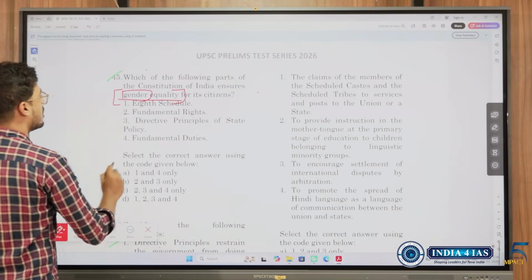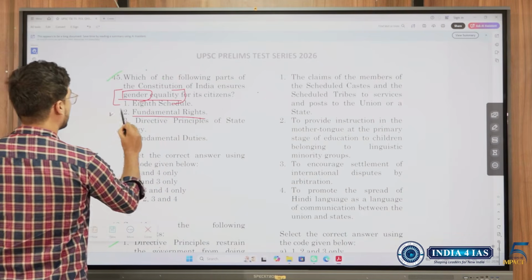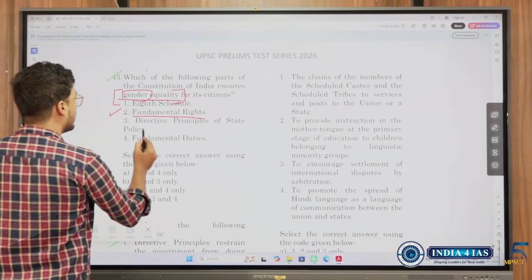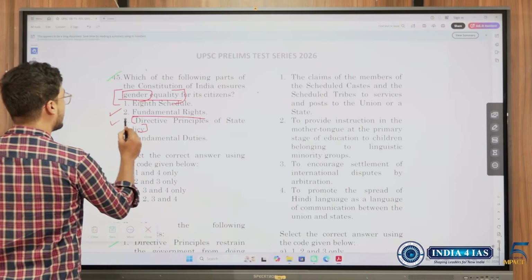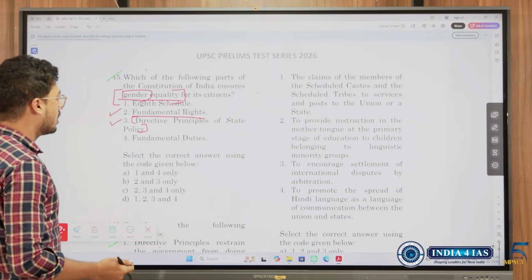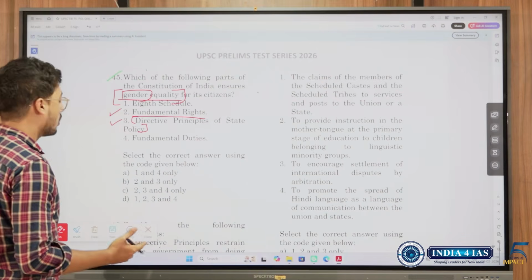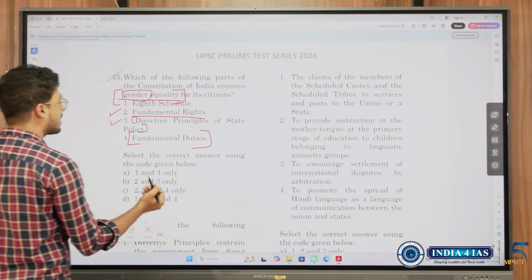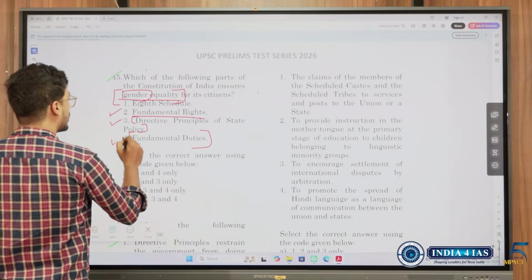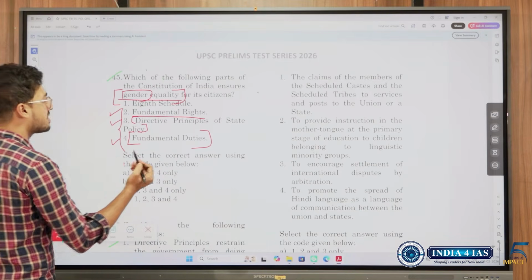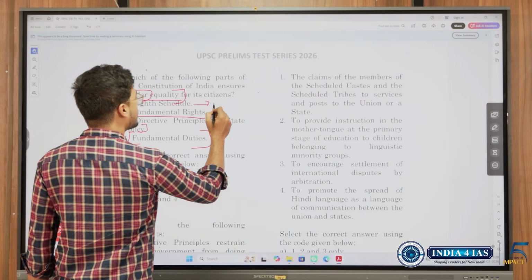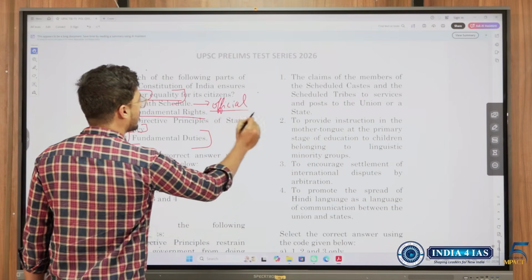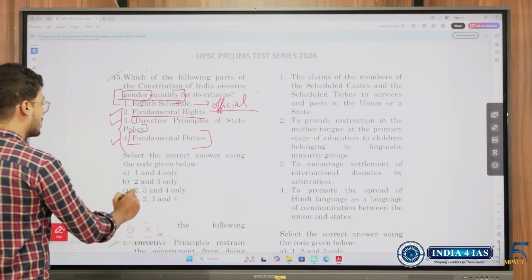Okay. So fundamental rights, yes. Article 15, Article 14. DPSP, yes. Article 39, equal pay for men and women, yes. Fundamental duties, yes. Do not practice derogatory practices to women. So these three cover it. 8th schedule, you see what it is related to, official languages. The official languages has nothing related to gender. So answer is 2, 3, 4.